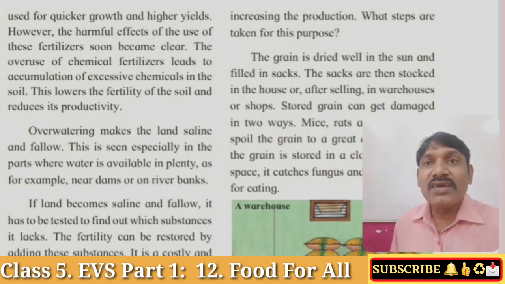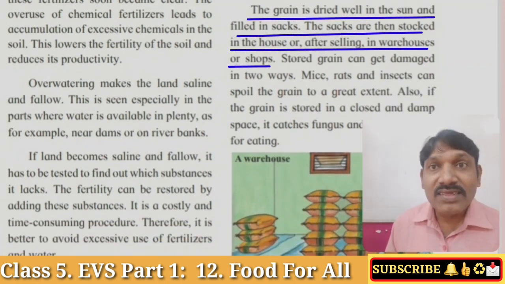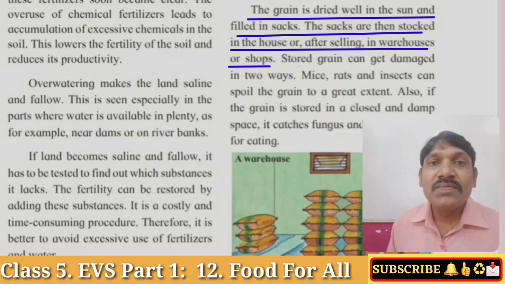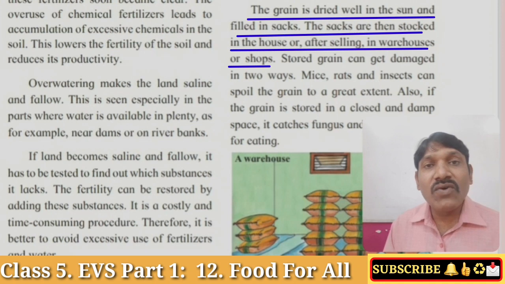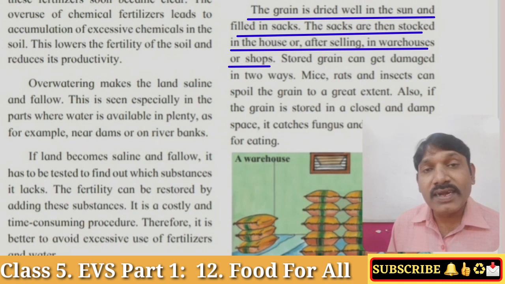See students, the grain is dried well in the sun and filled in sacks. The sacks are then stocked in the house or, after selling, in a warehouse or shops. Yes students, this is the traditional way that we dry the grain in the sun and fill it in sacks. Sacks are used to fill in the grain, and before selling it, it is stored at our house, and after selling it, it is stored in the warehouse.